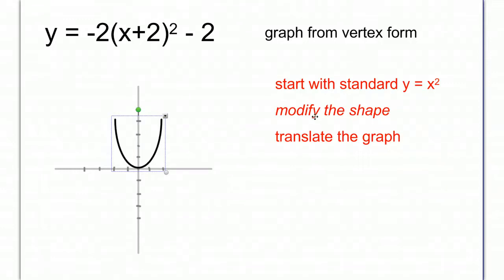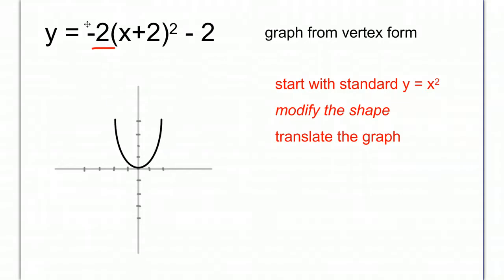Now the first step that you will actually take in a general case is to modify the shape of this. And the way you know to do that, we didn't talk about this earlier, is by looking if there's any numbers out front of your set of parentheses squared. Now if there's nothing out there, or if there's a 1 out there, you leave your parabola the same shape. The shape would not change at all.